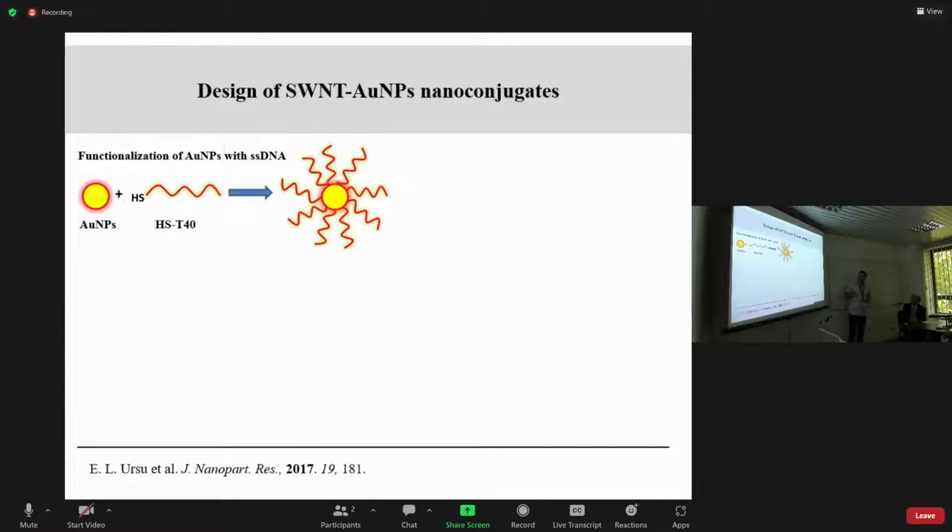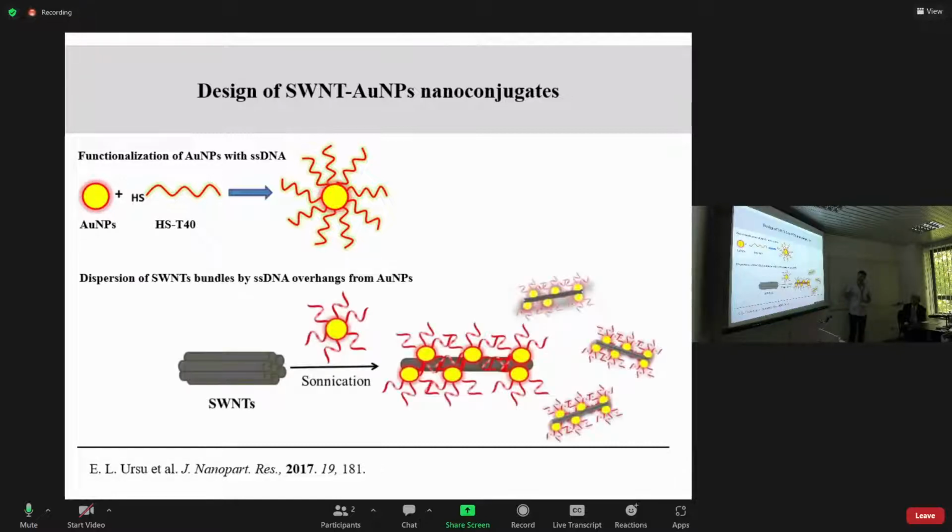The first step would be the functionalization of gold nanoparticles with a DNA strand. We just bought a strand consisting of 40 thymidine residues and a thiol moiety at the end. And then we developed a protocol where we could obtain gold nanoparticles functionalized with DNA, but at a very high concentration. And when I say high concentration, I mean micromolar range concentration. This method has already an advantage that at this step you can choose the size of the gold nanoparticles you want to assemble afterwards.